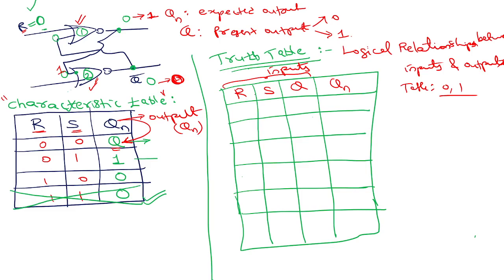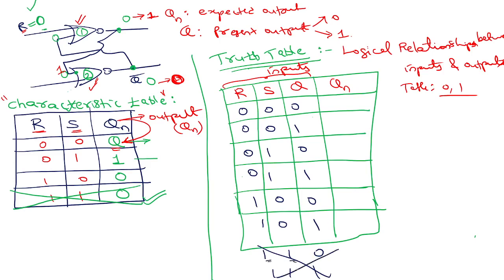Next, inputs are R, S, Q. How many combinations are possible? 8 combinations: 000, 001, 010, 011, 100, 101, 110, 111. The last we are avoiding, where R equal to 1, S equal to 1. Now if R equal to 0, S equal to 0, your next expected state is the same as the present state, so whatever is Q will be reflected. If it is 0, you will get 0. If it is 1, you will get 1.